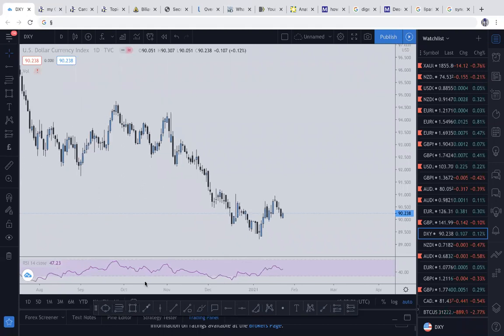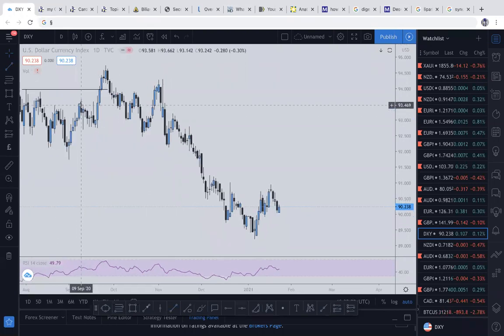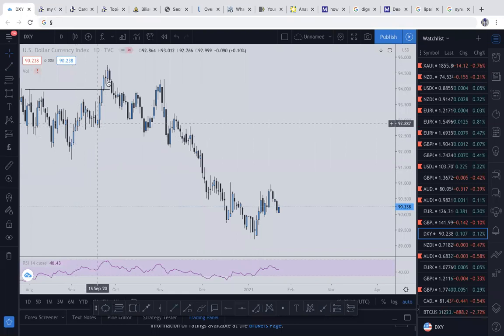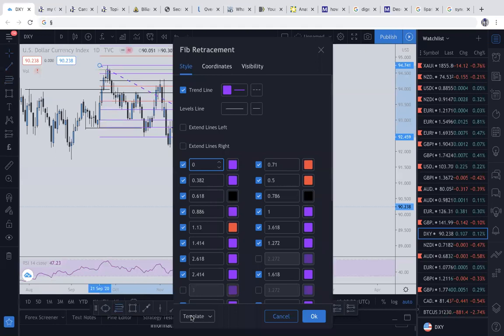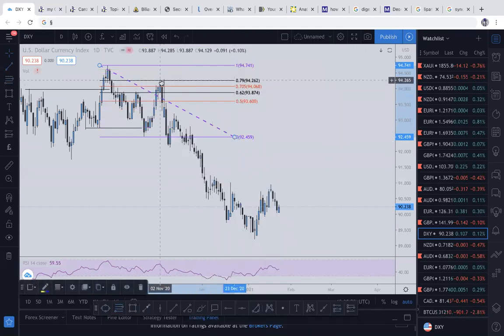Let's start from here. Liquidity cleared. This was the last low that created this high. So last low that created this high, we broke structure there. Now pull your fib. Look at the area we saw the reversal.